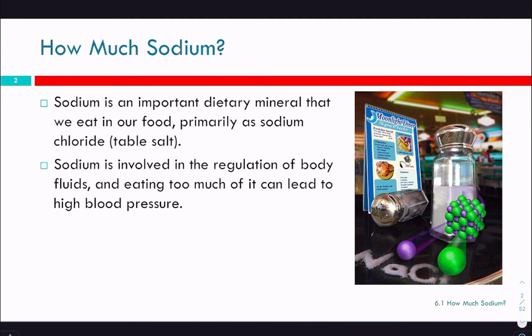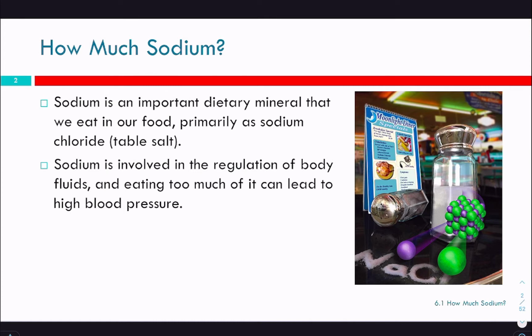Sodium is an important dietary mineral. It's one that's very, very easy to get, and it's in table salt. It's sodium chloride. Sodium is involved in the regulation of body fluids, and eating too much of it can lead to high blood pressure, which is due to osmotic pressure, which might be at the end of this chapter.